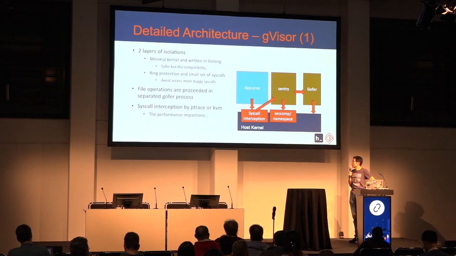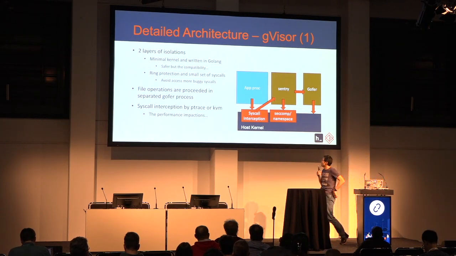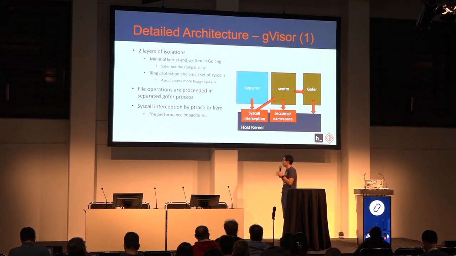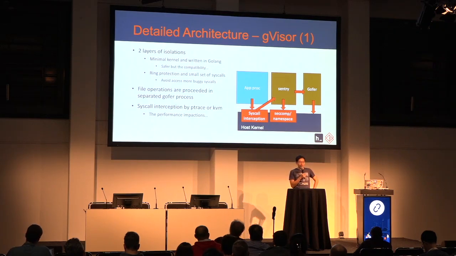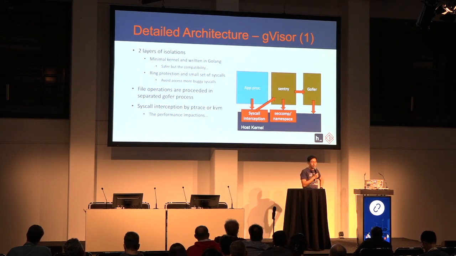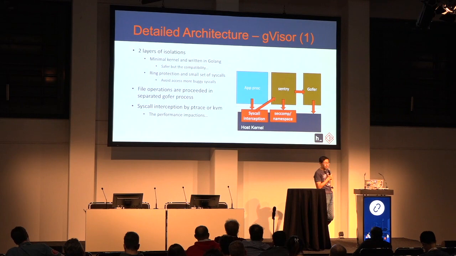And from the architecture, one thing you may wonder about is how the syscall interception works, because they support two platforms. One is ptrace and the other is KVM. The ptrace mode was used in UML about 15 years ago. And the ptrace itself is a tracing technology, in other words, it's slow here.